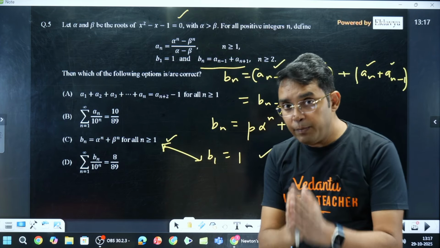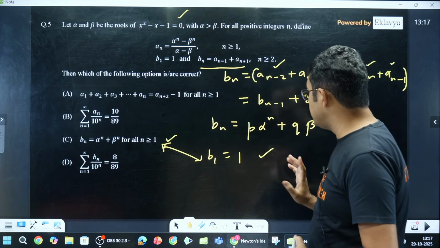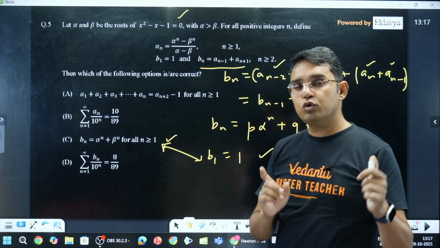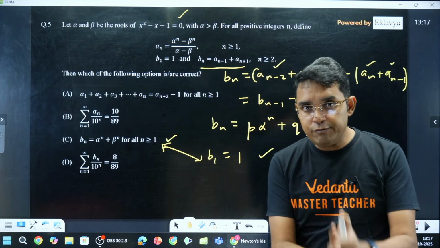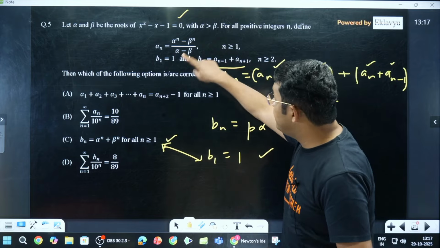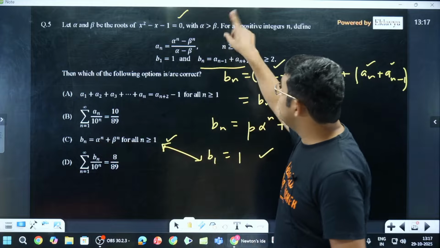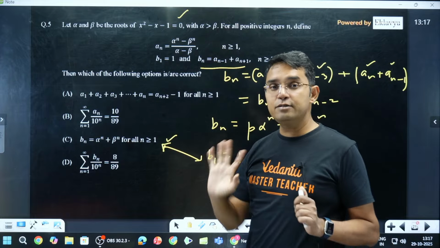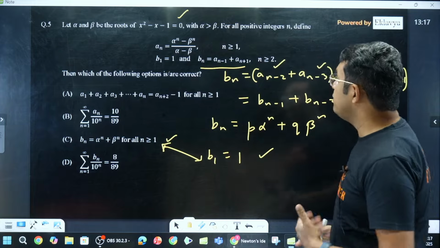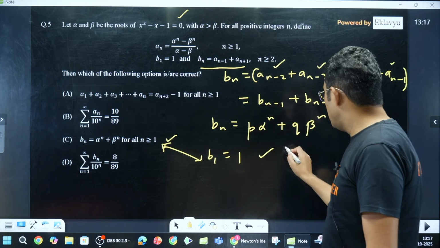Okay, let me repeat what I'm doing. I'm not solving for P and Q. You can do it for this also, but what I'm saying is that if this option is to be correct, my P and Q have to be 1 and 1. I'm just verifying whether this is true or not. Okay, so B1 is given as 1, so this B1 has to be alpha plus beta, which is actually true because alpha plus beta is 1. Okay, so this relation is true for n equal to 1. Now we can find whether it is true for n equal to 0 also or not.